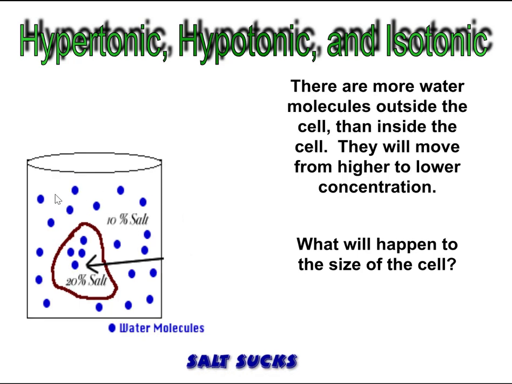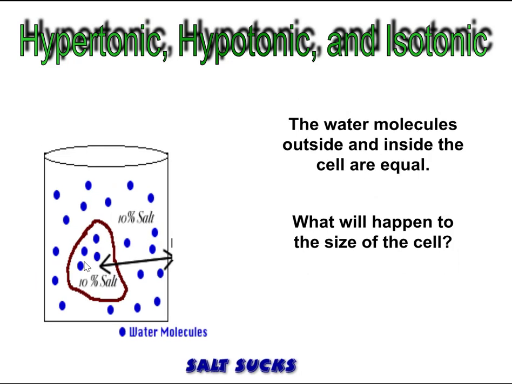Another example, here I have a 10% salt solution on the outside and 20% on the inside. So now I have more salt on the inside of my cell. So the water is going to be rushing in. If the water is rushing in, it's going to now do what? It's going to expand. It's going to get larger. It's going to get very big, round, like a hippo. So if it's like a hippo getting larger, it's going to be a hypotonic solution.